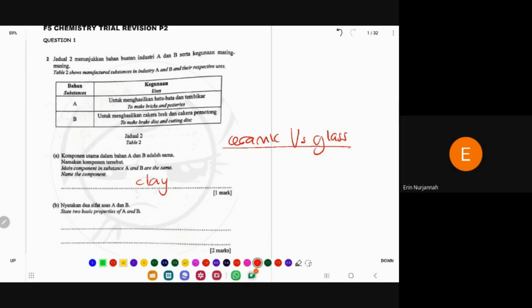Okay, now let's look at this question. How to do this? So what is the basic property of A and B? They can withstand high temperature.